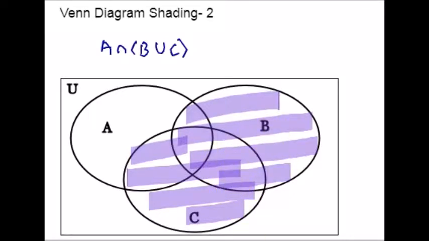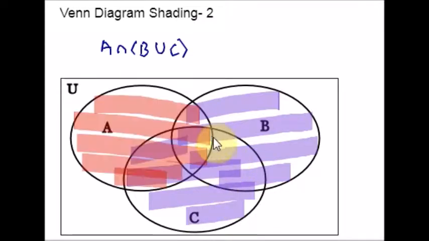Now shade set C. Since we want the union of these two sets, we now join the sets together. Now we need to find the intersection of B union C and set A. So you can just use some different colors. Now you can easily identify the region where the set A and B union C overlap. So this is the region. Hope you're clear with this example.